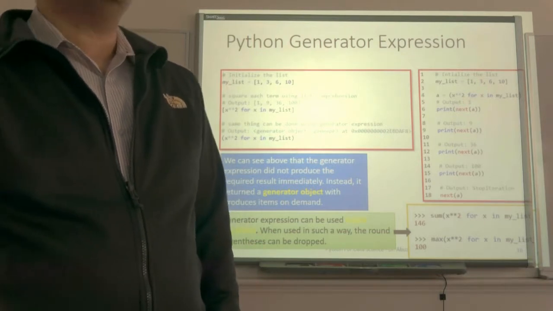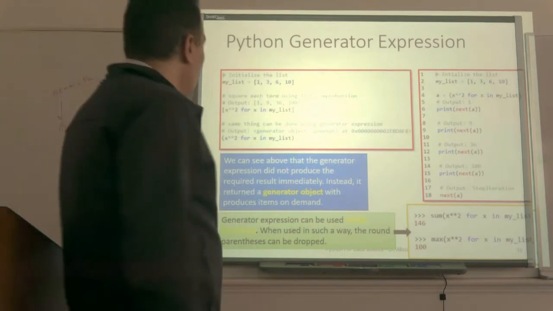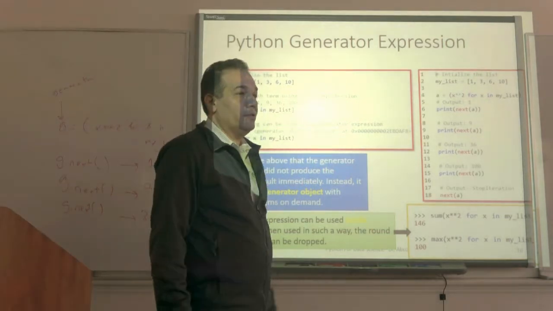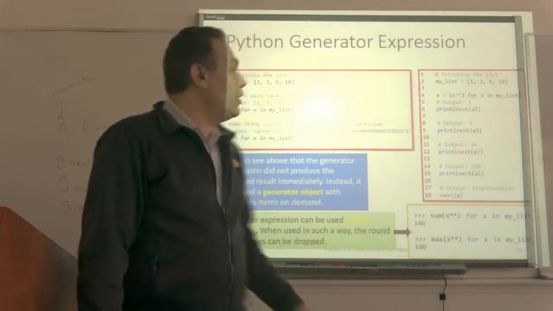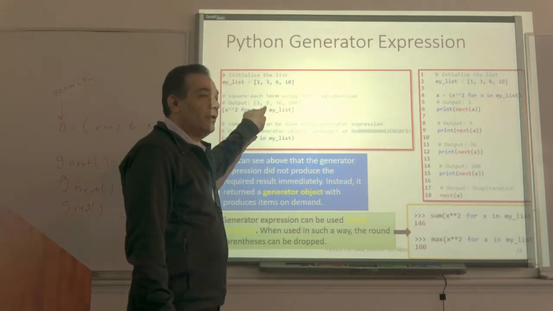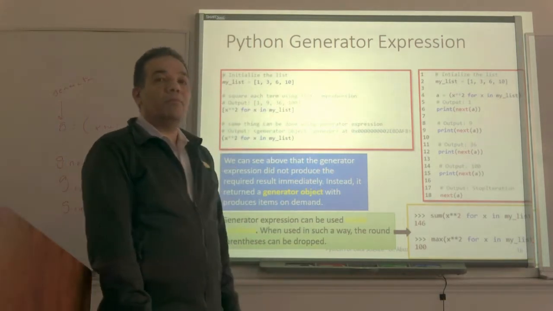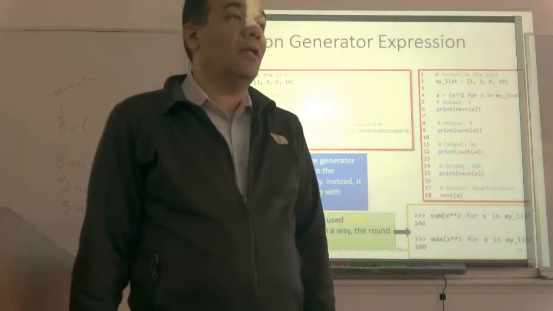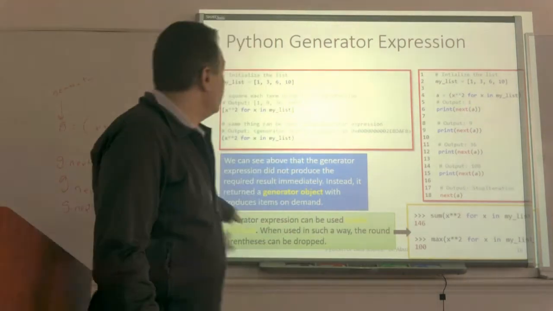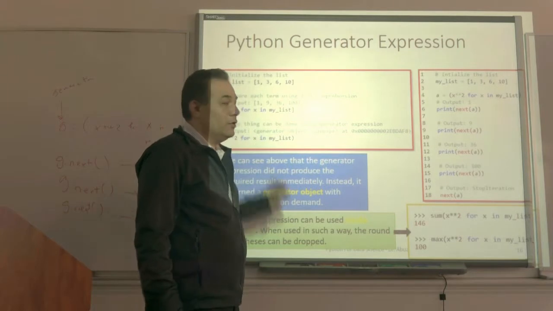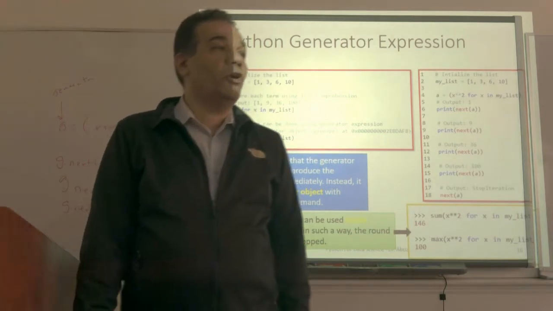Let's say this list has a million records, a million elements. If I use list comprehension, how much memory space do I need? A million. If I use a generator expression, how much memory do I need?